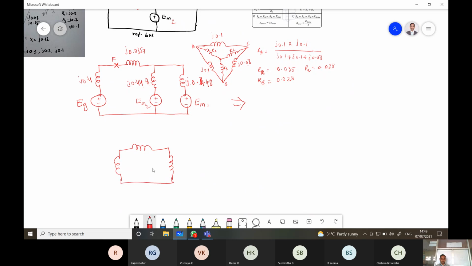If you remove the voltage sources, all VTH is considered as 1 per unit, that is the Thevenin voltage. So Thevenin reactance seen from the fault. So this fault section, this is J0.0357, this is J0.4, and the parallel combination of these two, you will get J0.224. Is it correct? Yes, sir.